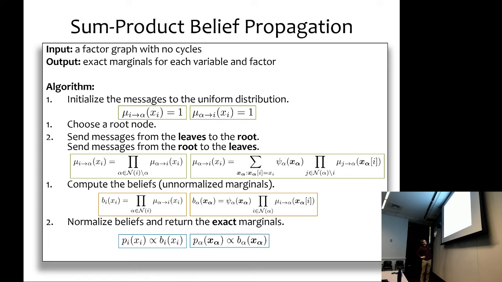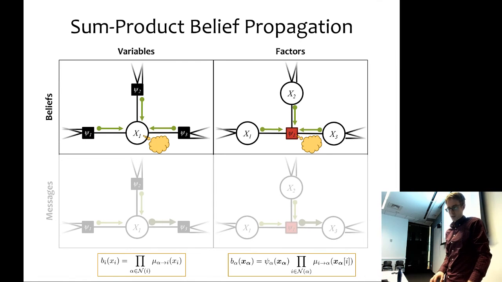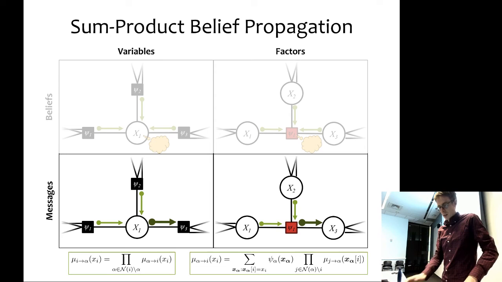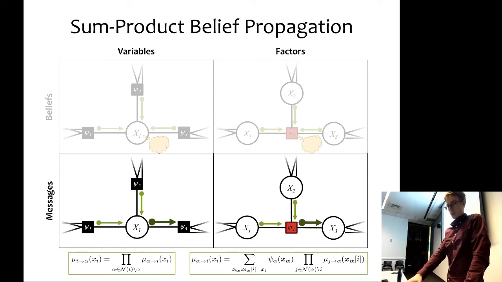And at the end, after you've done that process of sending messages, then you can compute the beliefs, which are basically unnormalized marginal probabilities for both the variables and the factors. If you just normalize these, which just means add up all of the entries in that little belief table and divide by that sum, then you get back exact marginal probabilities. Okay, so this is just a summary: we have these two equations and we can compute beliefs. We have these two equations and we can compute messages.